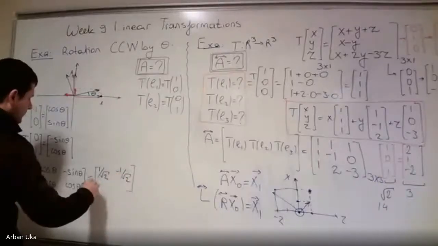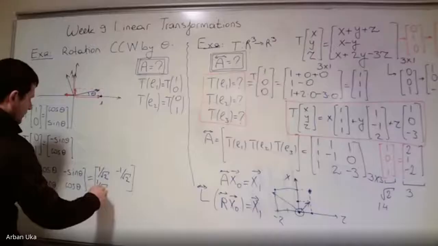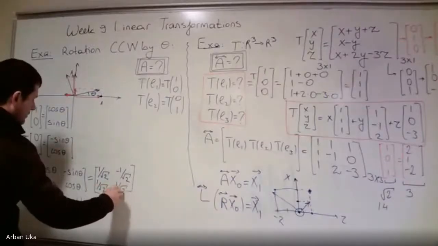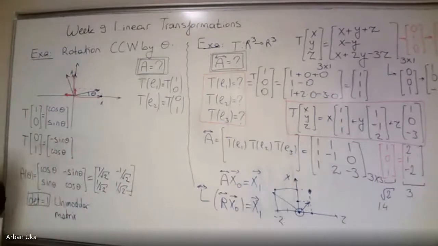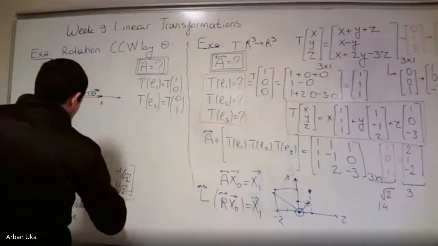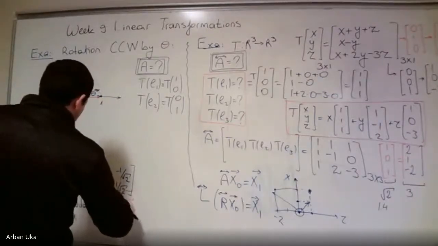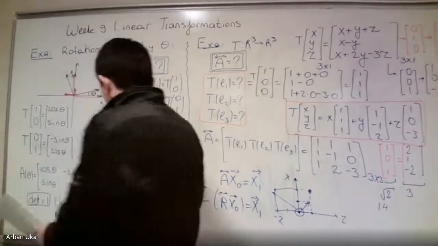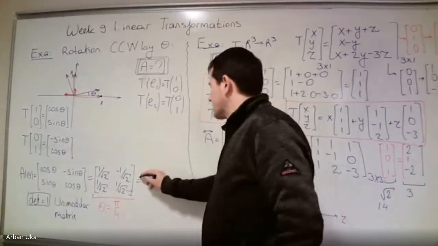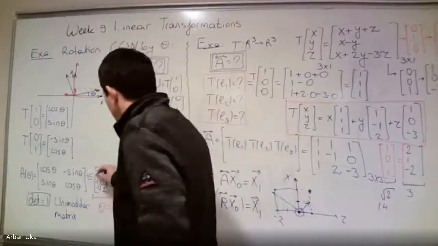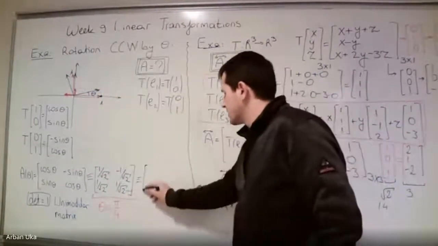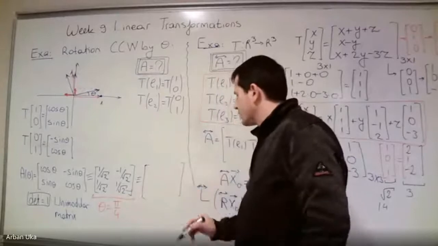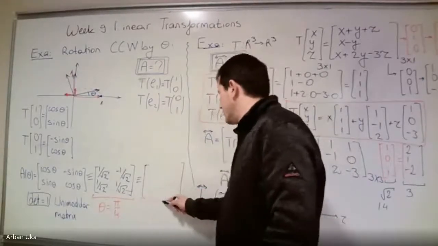1 over square root of 2, over 2, minus. It's the same for the rest. Okay. This is when the angle theta is pi over 4. Okay, sorry about that. But what about if the angle is pi over 2?